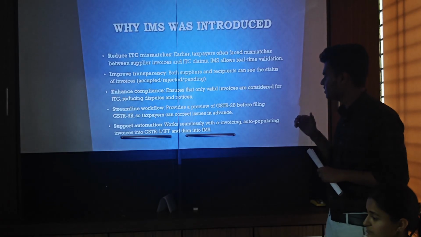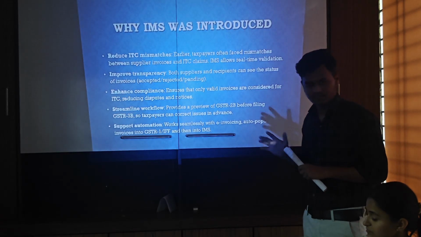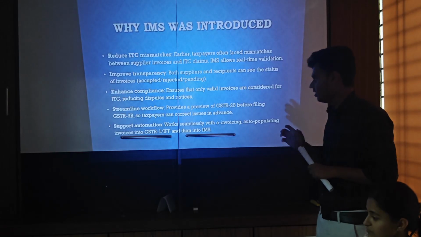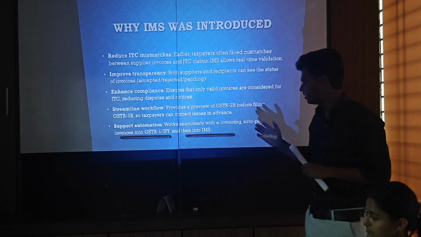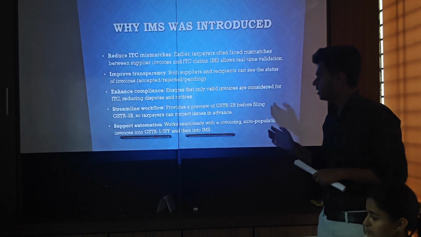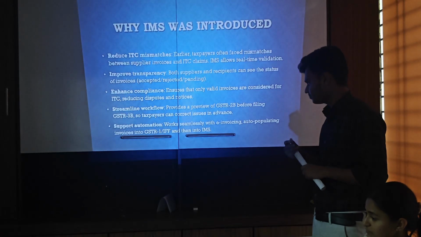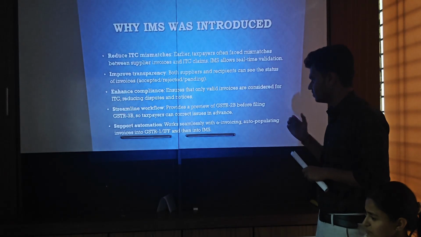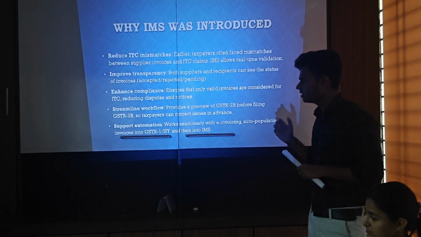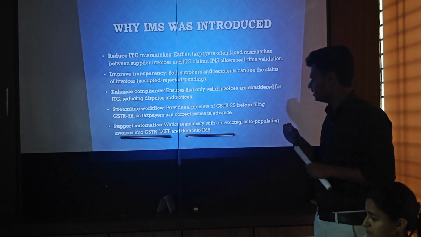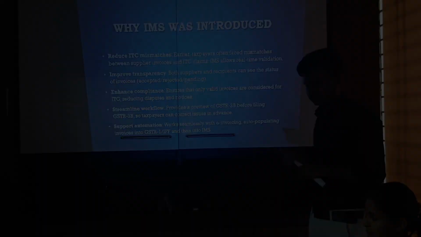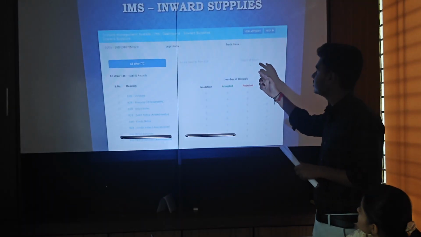IMS provides a preview of GSTR 2B before filing a GSTR 3B, so the taxpayer can correct the issues in advance. And the last one is support for automation. IMS works seamlessly with e-invoicing, auto-populating invoices in GSTR 1 and then into IMS. This is the photo view of inward supplies.